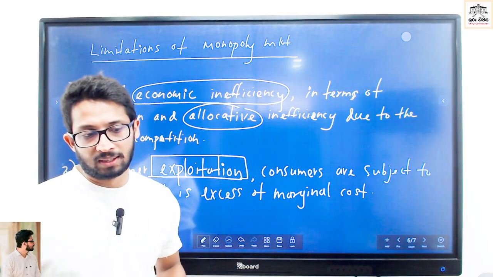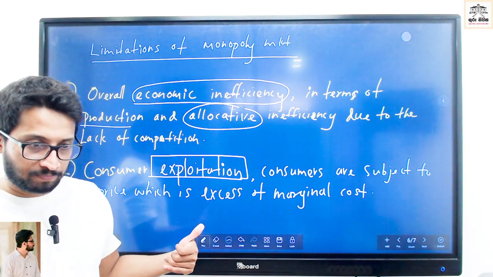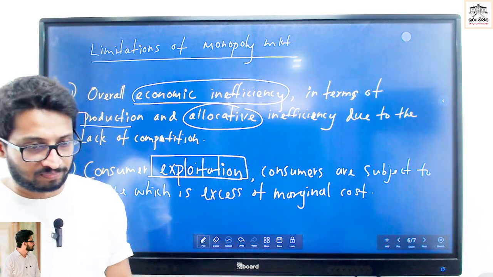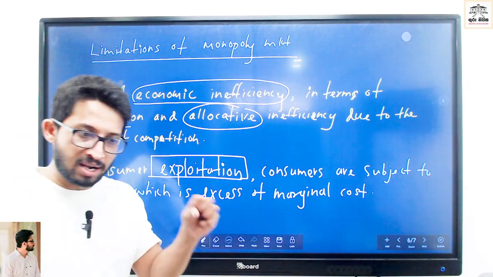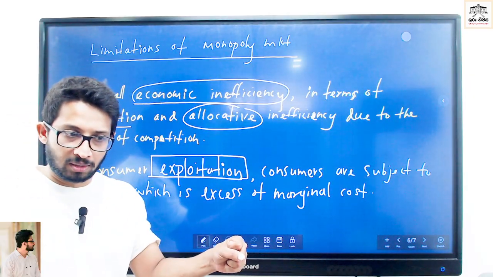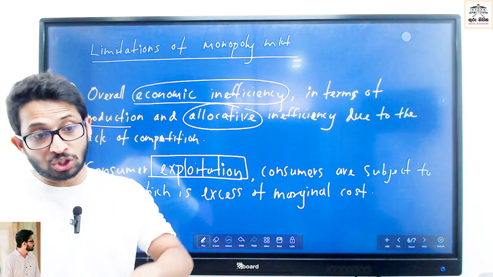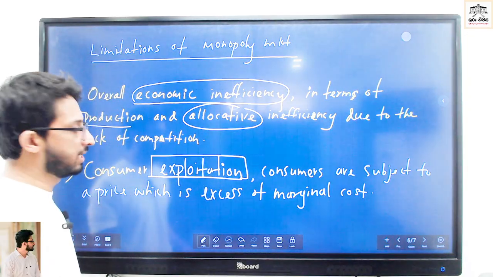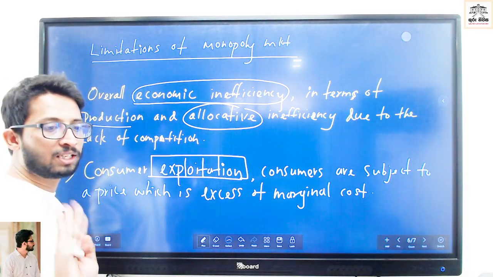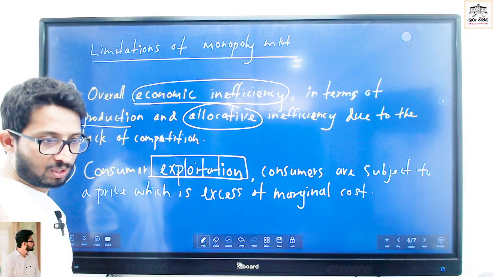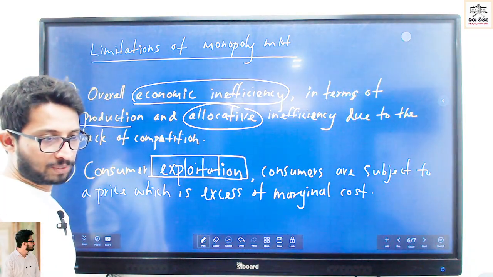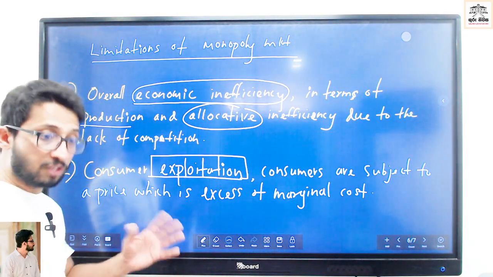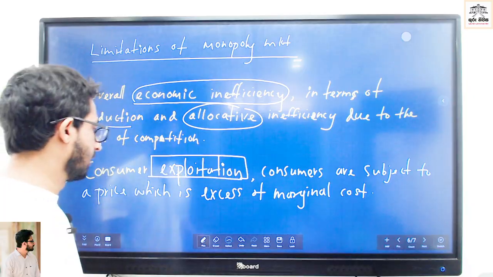Consumer exploitation: the firm is able to exploit the consumer, right? It means creating unnecessary pressure in terms of price and also choices. That is called consumer exploitation. In the perfectly competitive market, no exploitation. Firms can't charge different prices; they have to charge the same price as other firms charge, right?